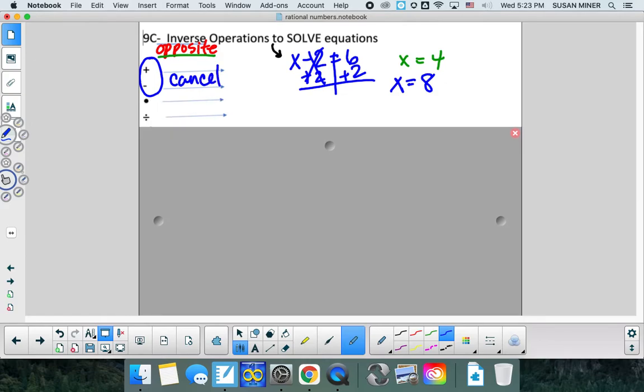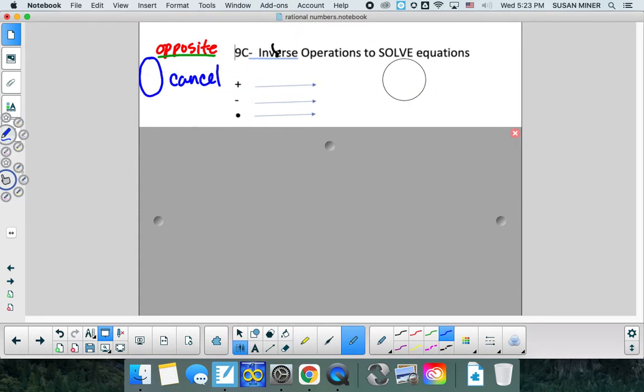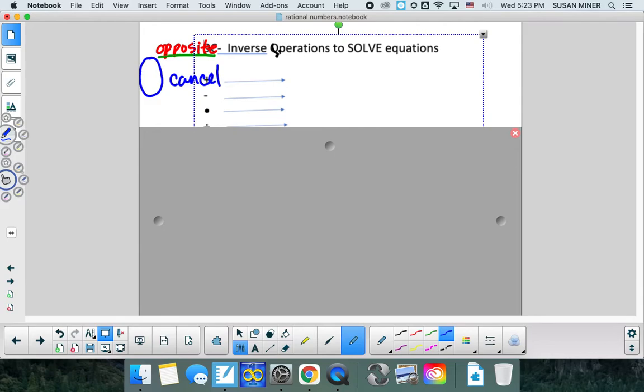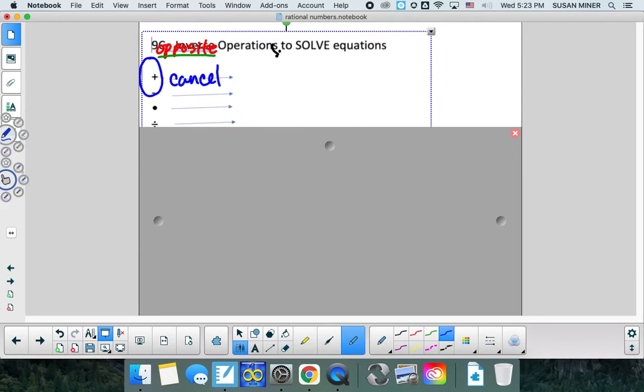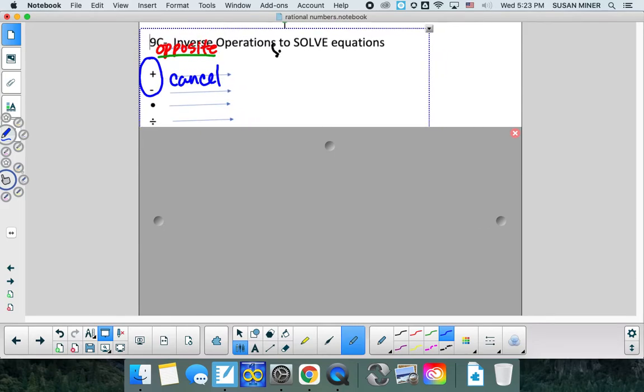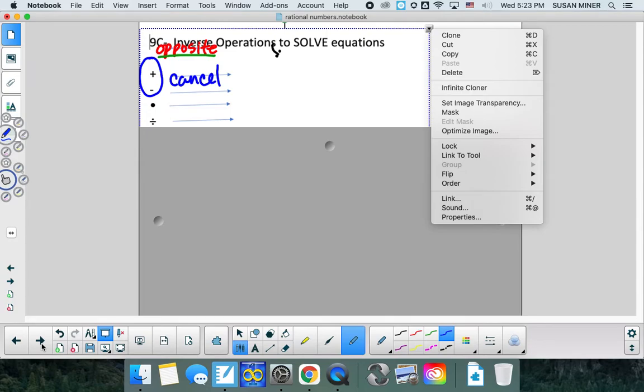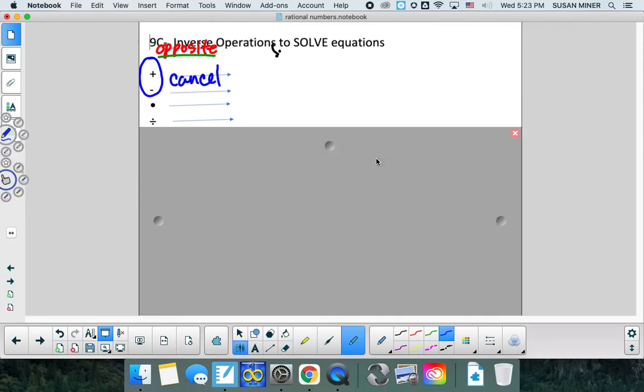Okay, what about multiplication and division? I'm just going to give myself a little bit more room now. Oh, shoot, now I've moved that all around. There we go. Let's lock this guy in place. Then he won't slide around on me.